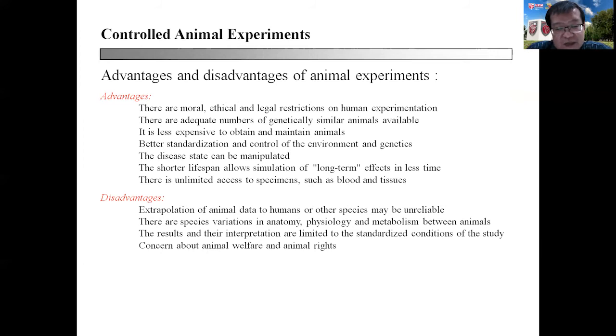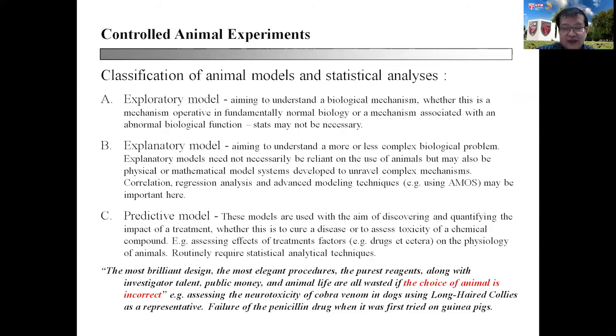unlimited access to specimens. Disadvantages mainly revolve around extrapolation of animal data to humans, and of course, there are inaccuracies in terms of translating these results from animal species to humans due to specific species variations in anatomy, physiology, and even metabolism changes. And of course, lately there are concerns about animal welfare and animal rights that may prevent us from considering animals in experiments.